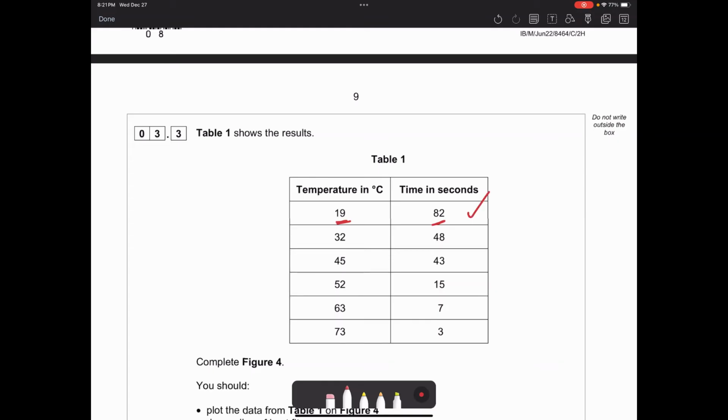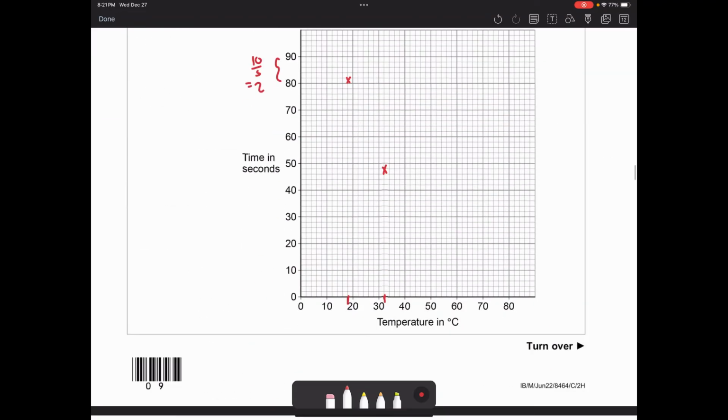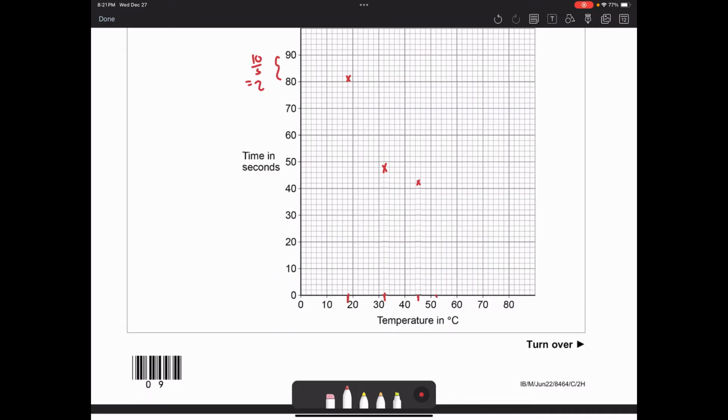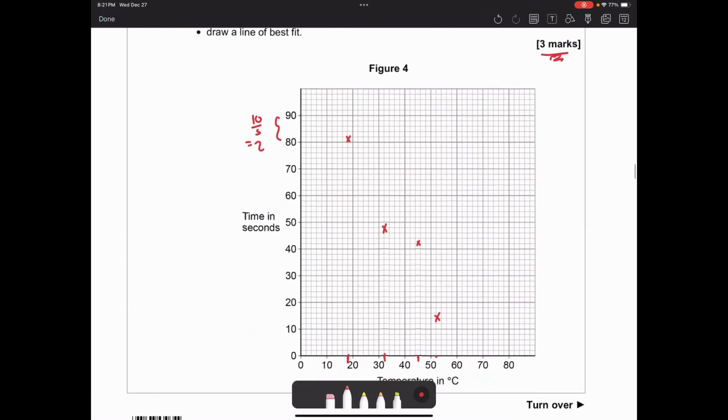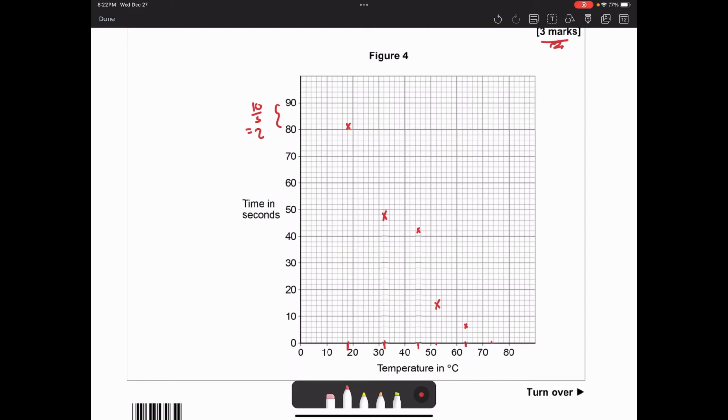So 19 was 82, 32 was 48, so I go to 32, and then 40, one below 50, tick that off. 45 was 43, so they go bang in the middle. Then I've got 52, which is 15, bang in the middle. Then 63, which is 7, just below, so 2, 4, 6, 7. And then 73, which is 3, so just above 2, which is there.